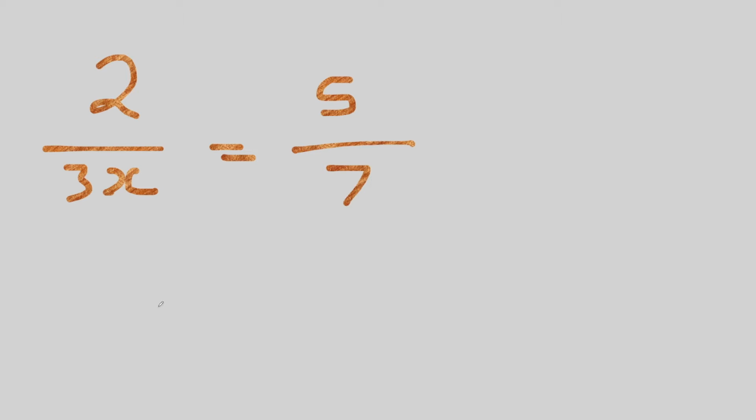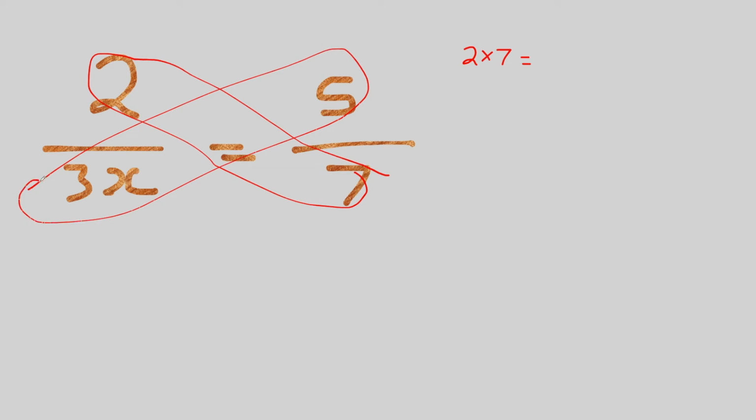All right. Now, you're not going to have one this complex, but I'm going to do it anyways because I think they're fun. Okay, so I'm going to change this into my multiplication, right? My cross multiplication. So I have 2 times 7 equals 5 times 3x.